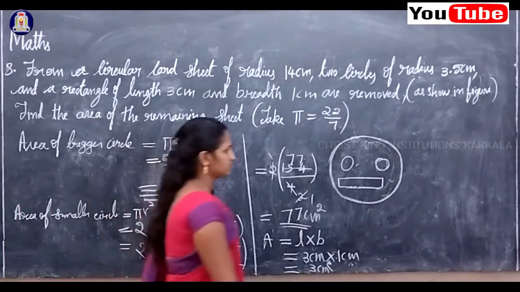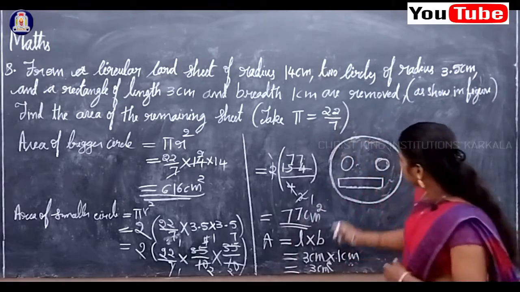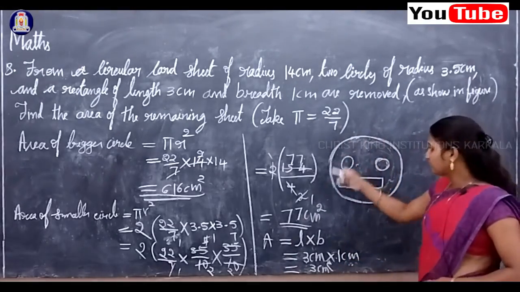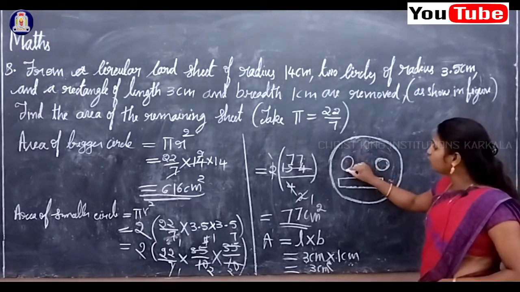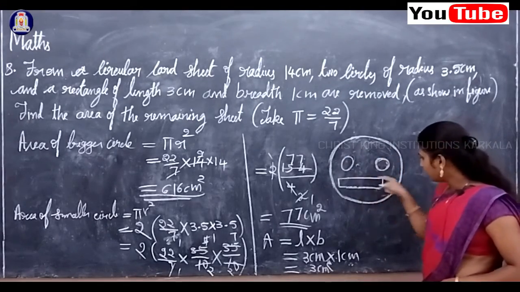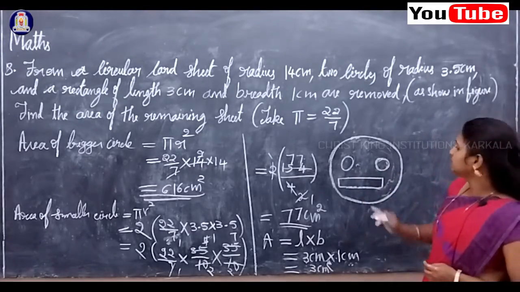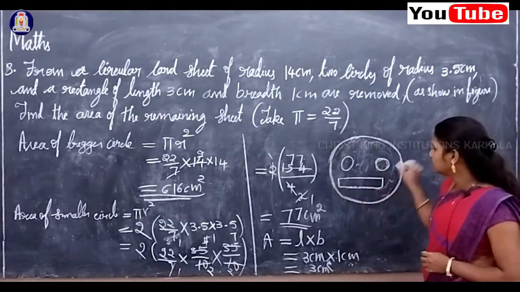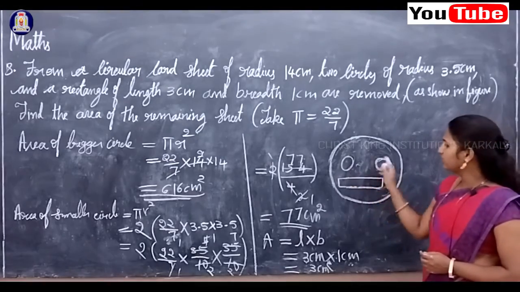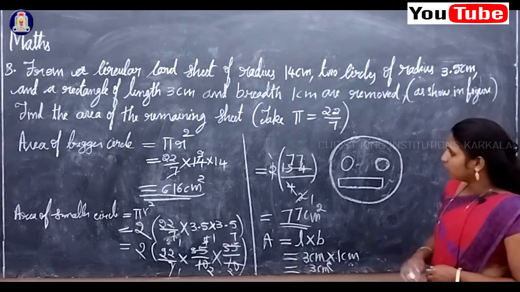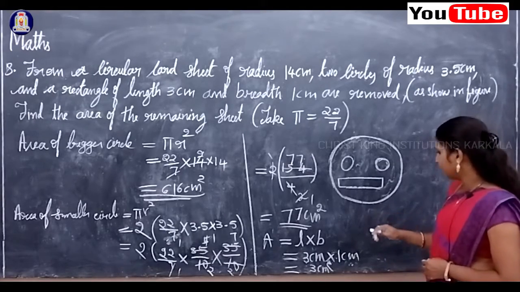Now the question is, find the area of the remaining sheet. In the larger circular sheet, if I remove these two circle shapes and one rectangle, what is remaining? How much space is remaining inside the sheet? Clear? So if I remove two circles and one rectangle, we want the remaining area of the sheet. So how to find it?